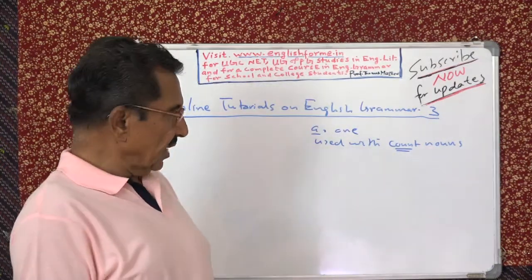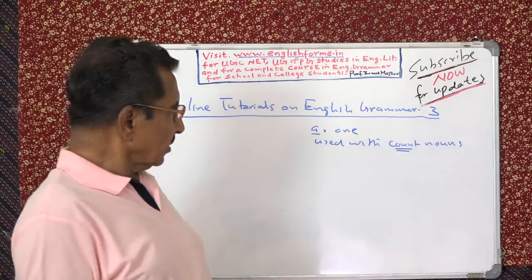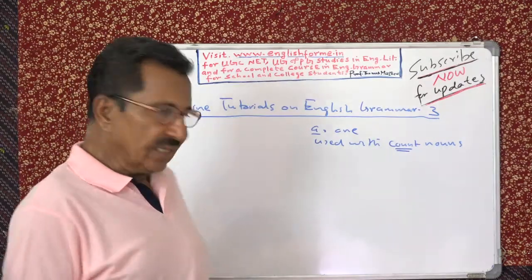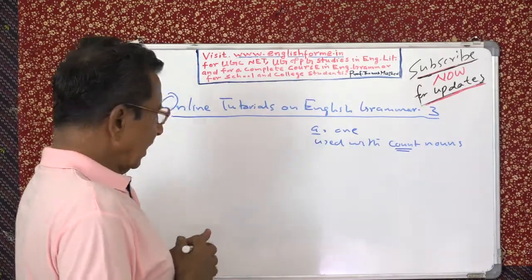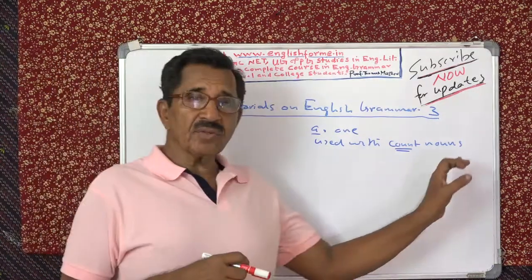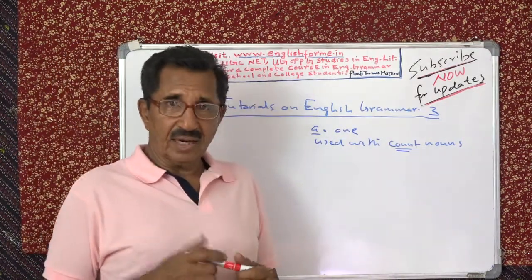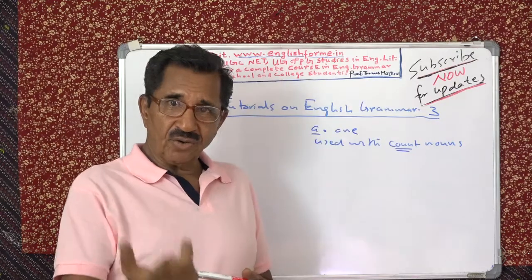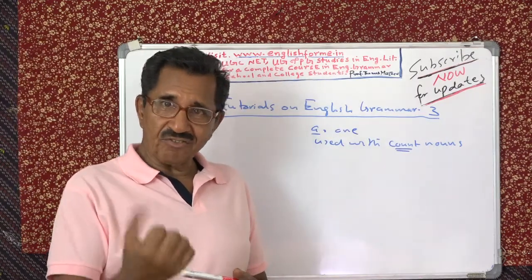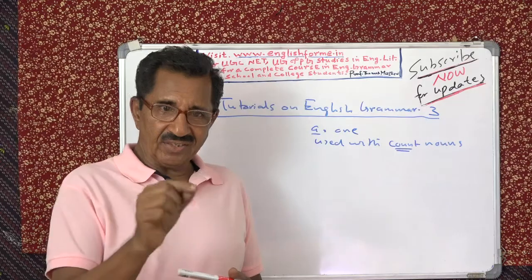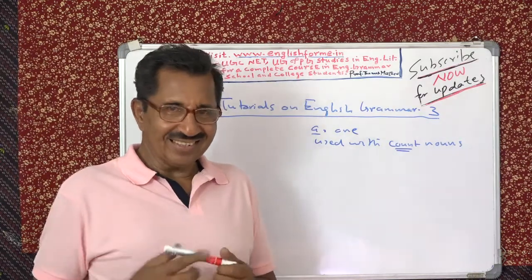And now we can see, as I told you, a is used with count nouns, and it can never be used with non-count nouns, like ice, snow, air, water, fire. You cannot count fire.